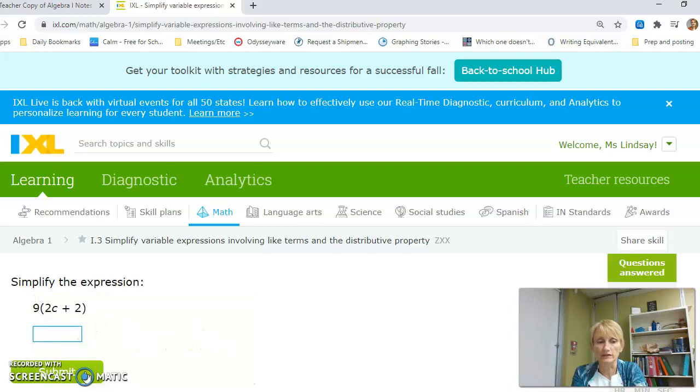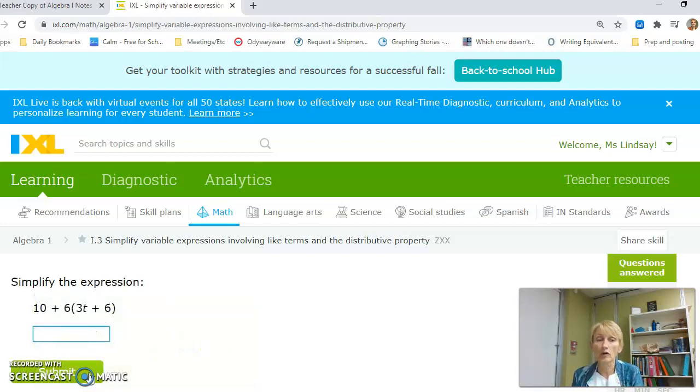And then this is back to distributing again. So 9 times 2C, and then 9 times 2. This is like my examples, so you might need some paper. So 3F plus 9, and then add the 3F to the 10F. So 13F plus 9.